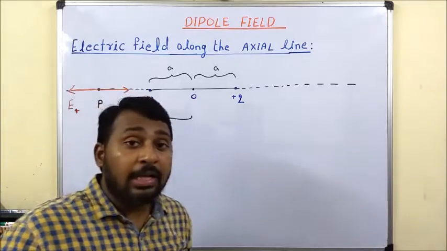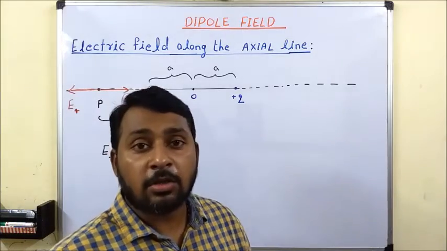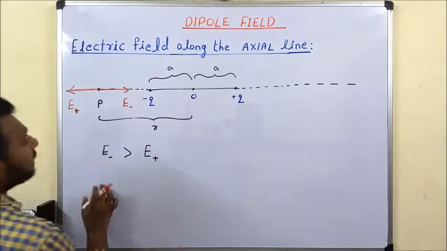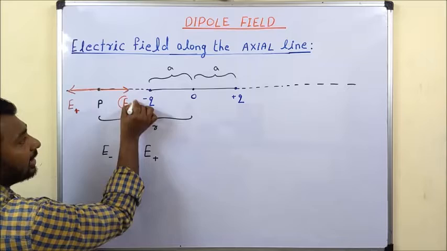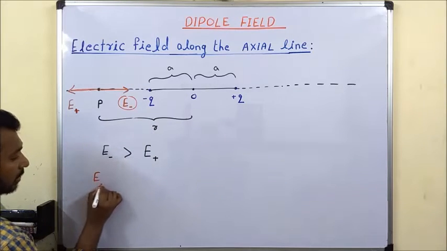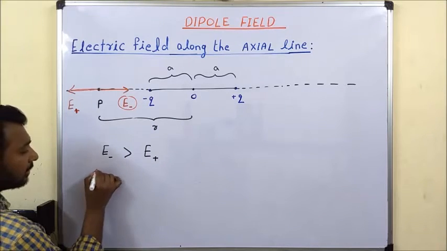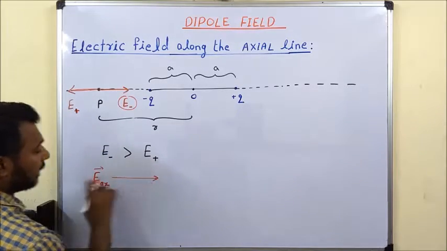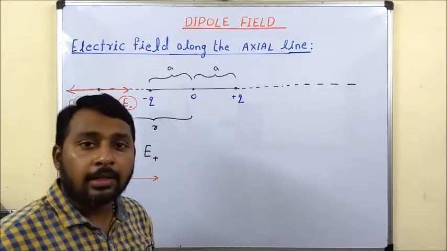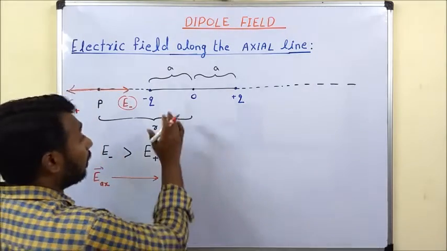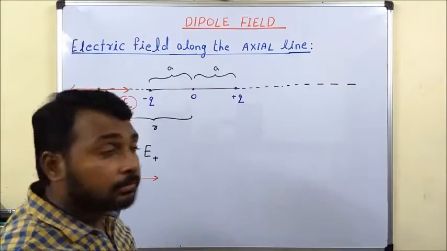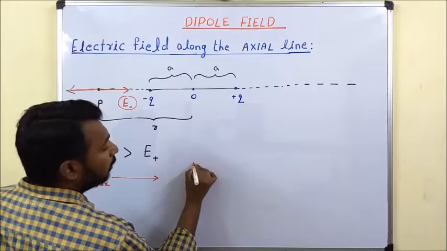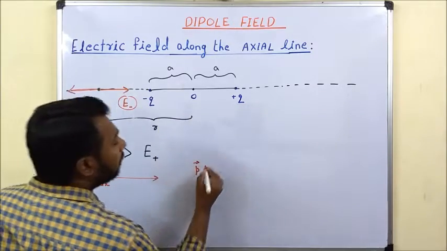And we know the net electric field will be along the direction of the strongest. So in this case, look at this. What is the direction of the strongest one? It is E minus. So here the direction of E axial is from infinity to the charge. So it is the direction of Ex. Okay. Similarly, what about the direction of dipole moment? Dipole moment is from negative to positive. So in this case, the direction of dipole moment P is directed from negative to positive.